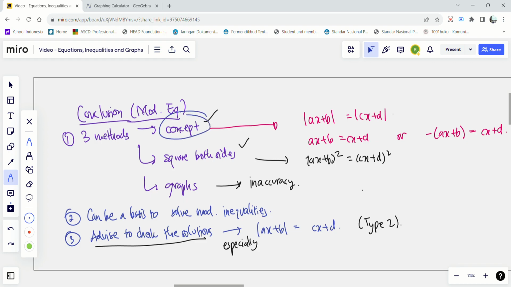In this video, I covered the concept way, but in the next video, you will see how I deal with the squaring both sides method, which is probably more expedient, but you still have to understand why.